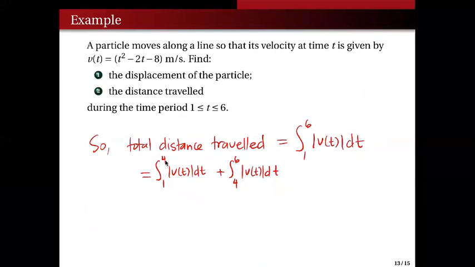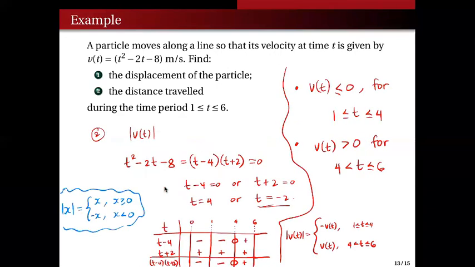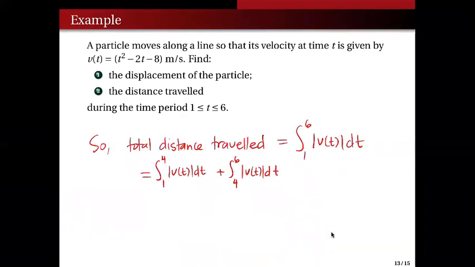On the interval 1, comma 4, the absolute value of v of t is negative v of t. So this can now be replaced as the integral from 1 to 4 of negative v of t dt. So now we have removed that absolute value.